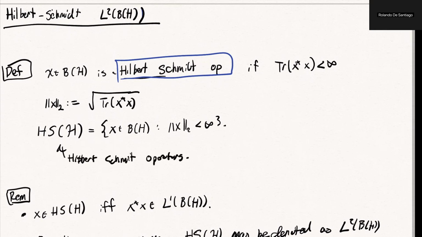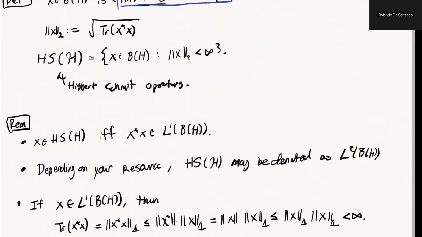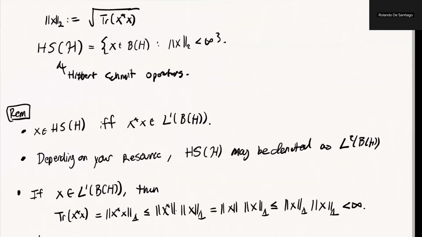I could define this another way. An element is Hilbert-Schmidt if and only if x star x is trace class. I advise you to check that. Depending on what resource you are using, the set of Hilbert-Schmidt operators may be denoted as L2 of B(H). That's not the only notation for the Hilbert-Schmidt operators, and I'm going to talk about another notation.